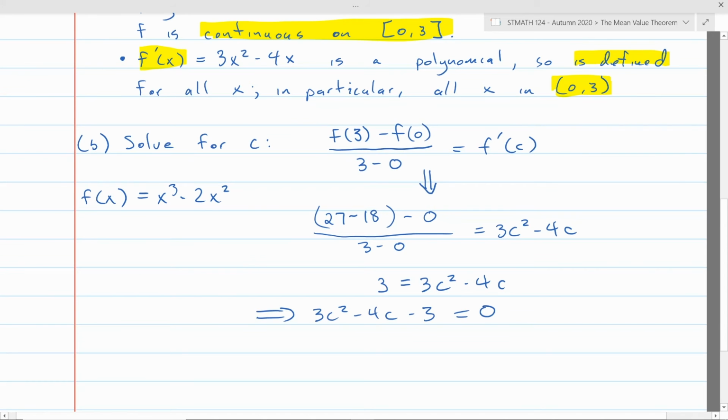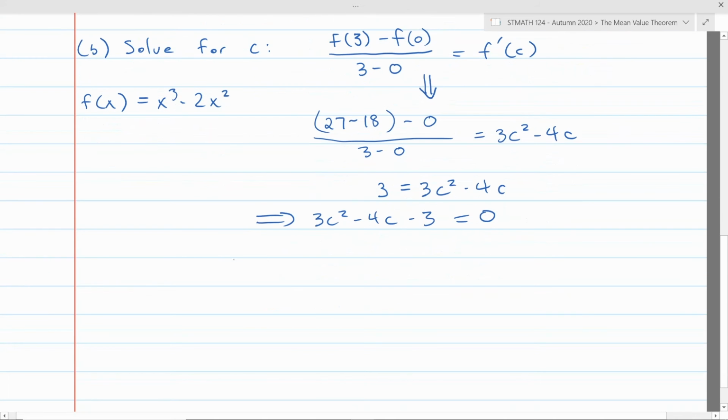I don't see any obvious way that that factors, so it looks like I may have to use the quadratic formula here to figure out what c is. So c will be 4 plus or minus the square root of 16 minus 4 times 3 times negative 3. So 4 times 9 will be plus 36, all over 2 times 3, that'll be divided by 6. Hopefully you remember the quadratic formula and how to use it. That's what I was just now doing. And then this is 4 plus or minus the square root of 52 over 6.